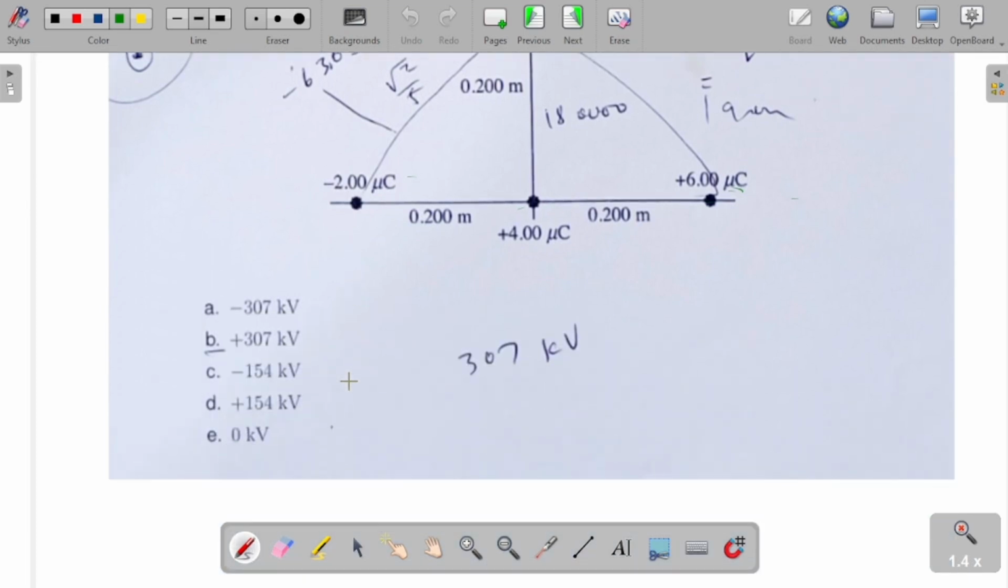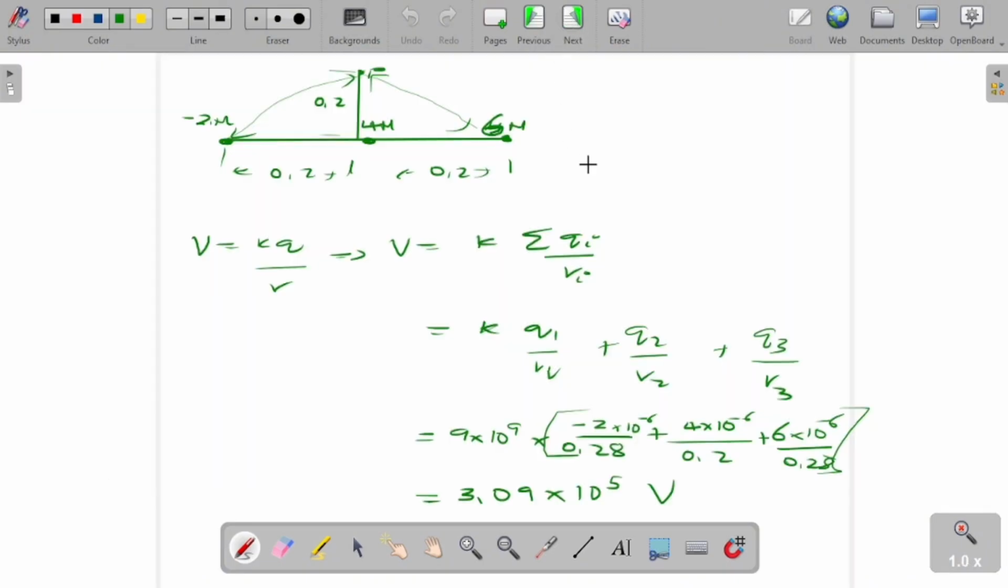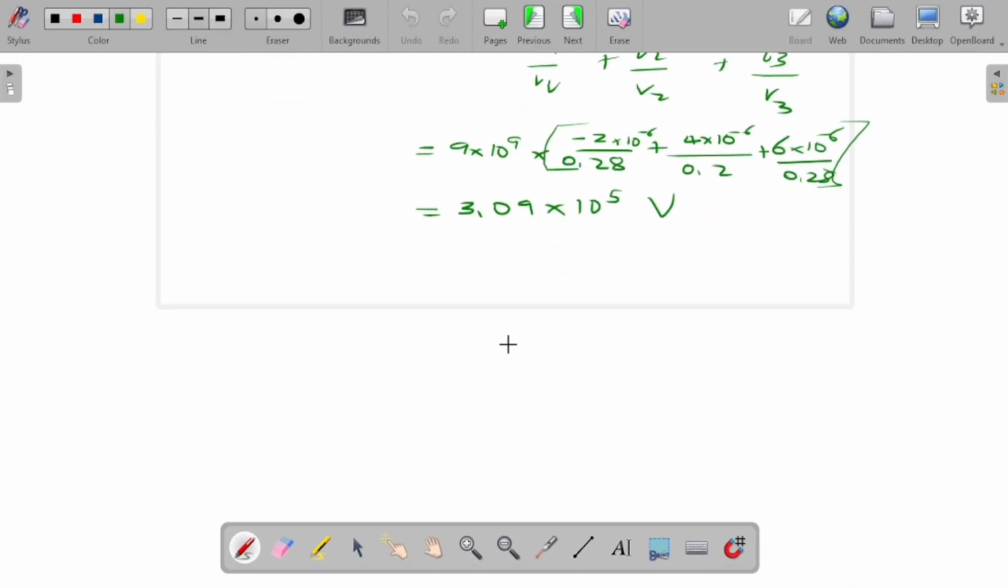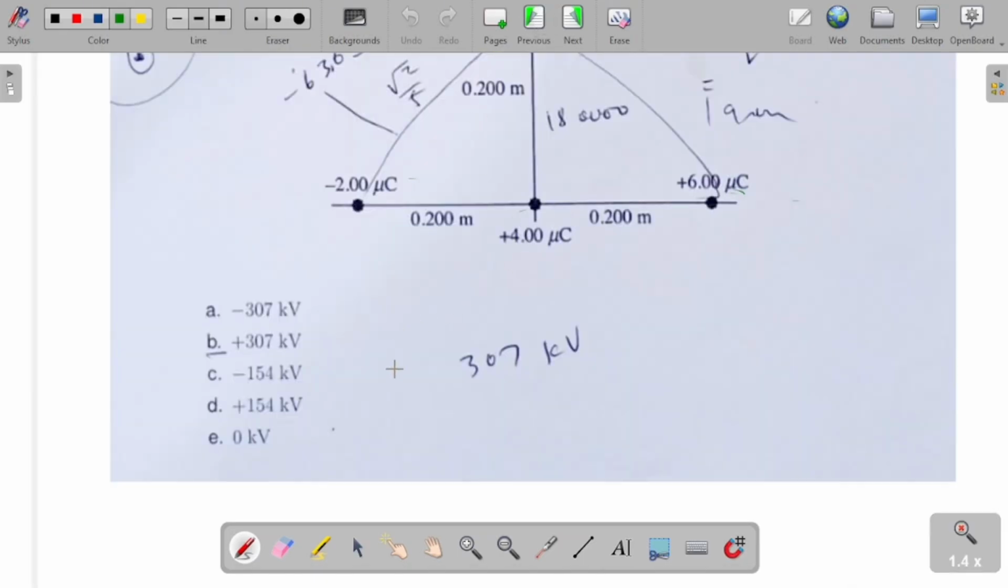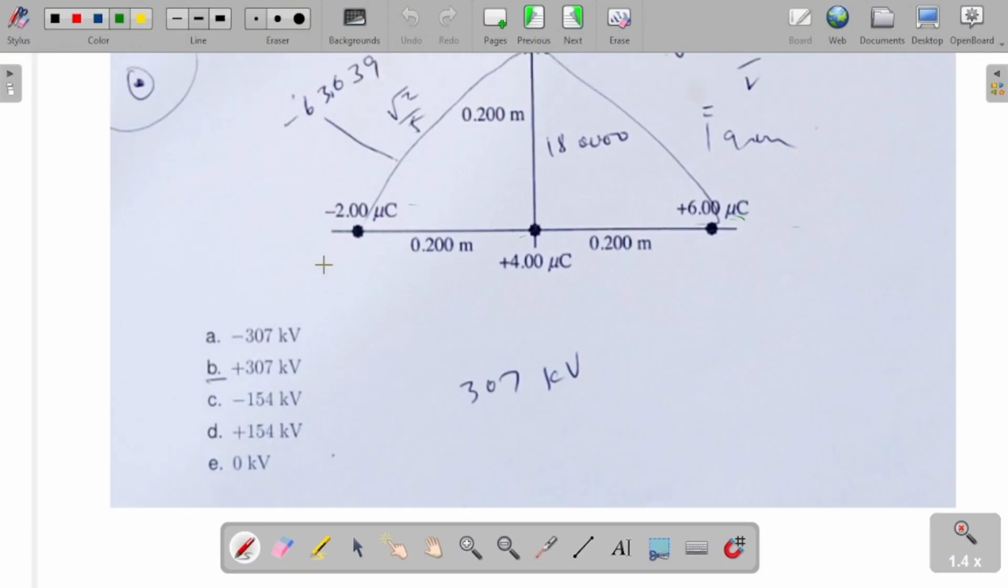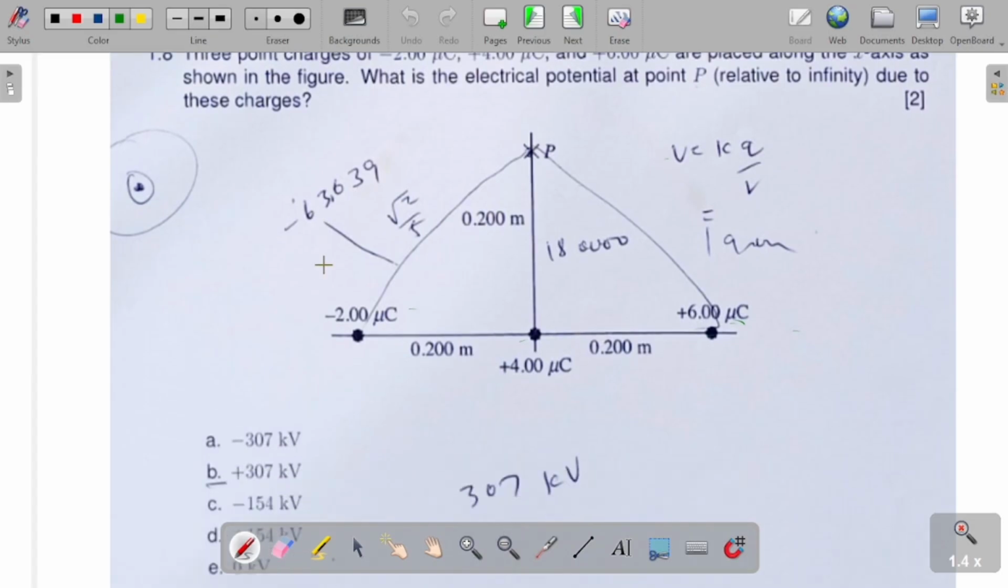We have 307. Oh, let's see. Okay, I think that was the wrong answer. I read the wrong answer. 307 is closer. Yeah, 307 is closer.